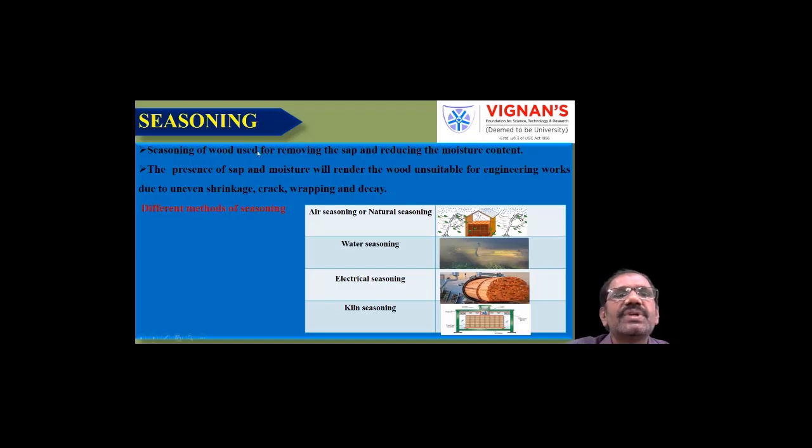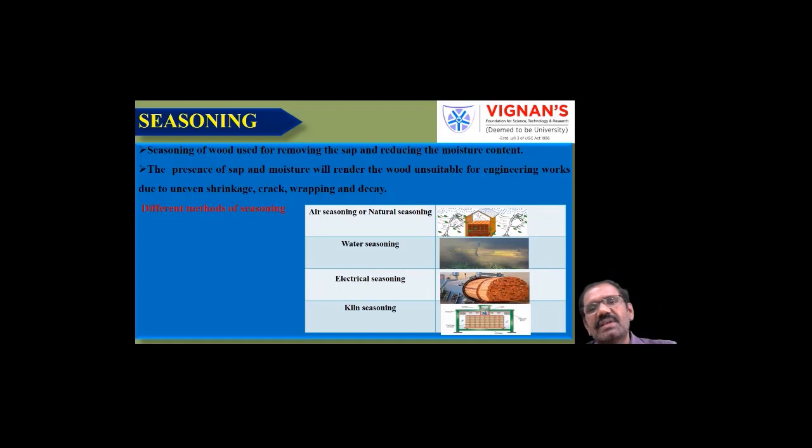Seasoning of wood is used for removing the sap and reducing the moisture content. First of all, seasoning won't allow the wood to absorb moisture, and if any is there, it will be removed from the wood. The presence of sap and moisture makes the wood unsuitable for engineering works. As I already told you, the shape will be changed due to moisture, uneven shrinkage, cracks, warping, and decay. So we see these kinds of problems and difficulties in the wood.